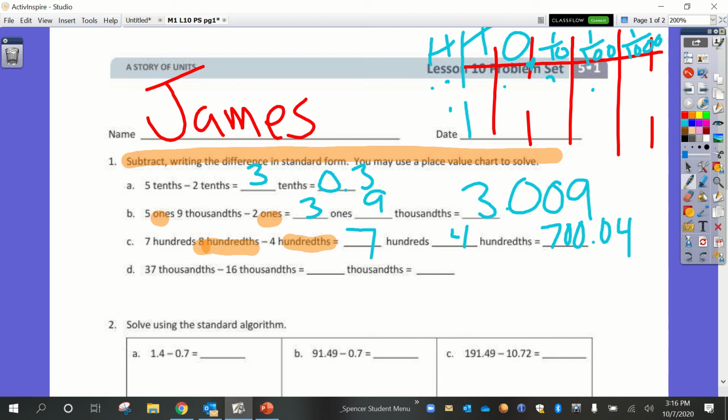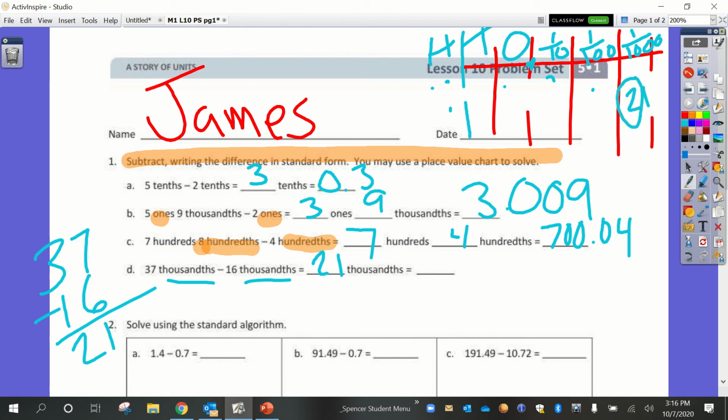37 thousandths minus 16 thousandths. Well, with this one, you might just want to draw 37. They're both thousandths, so we know we can just subtract. So what's 37 minus 16? Well, that's 21 thousandths. But we're going to use the place value chart so that we know how to regroup. If we put 21 in the thousandths place, we can know that 2 goes in the hundredths because we're regrouping. And then there would be 0 tenths. So it would be 0.021. Great.